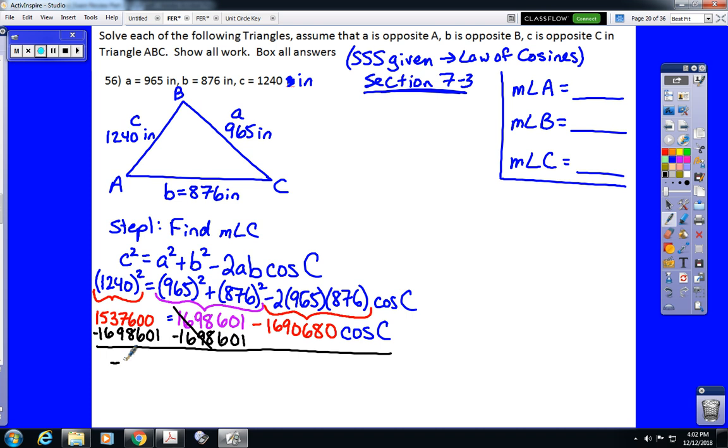That would be negative 161,001 equals negative what's left on the right side, which is 1,690,680. So then we divide each side by that number. So we divide by negative 1,690,680.